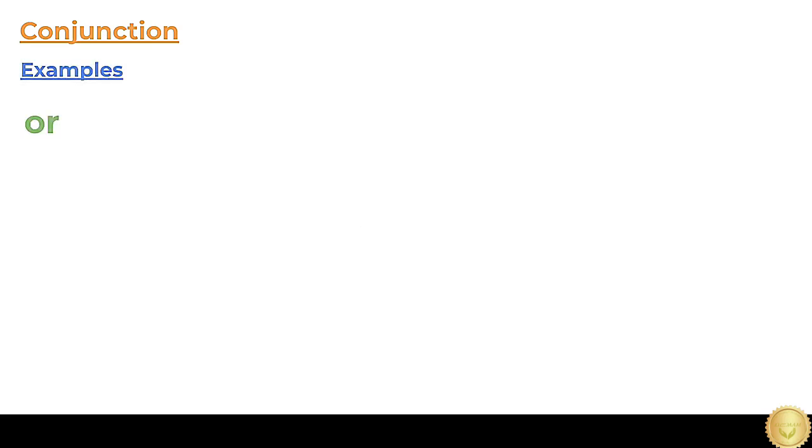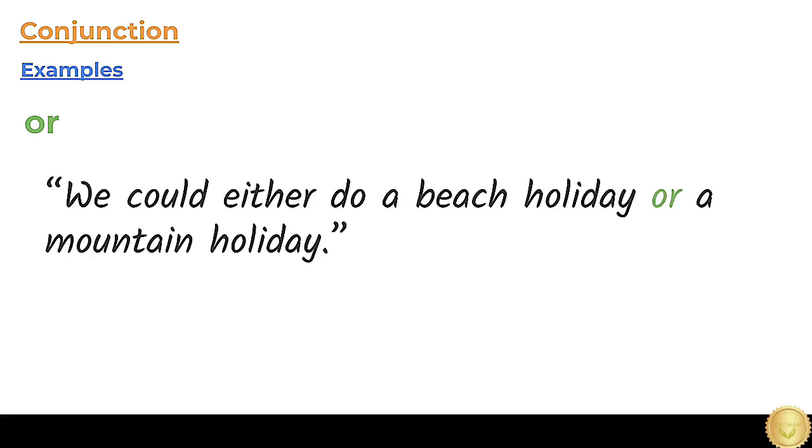Can you think of the next one? It's or. We could either do a beach holiday or a mountain holiday. There we go. So that's another example of these connecting words. They're like the glue to bring everything together, different sentences, different ideas.